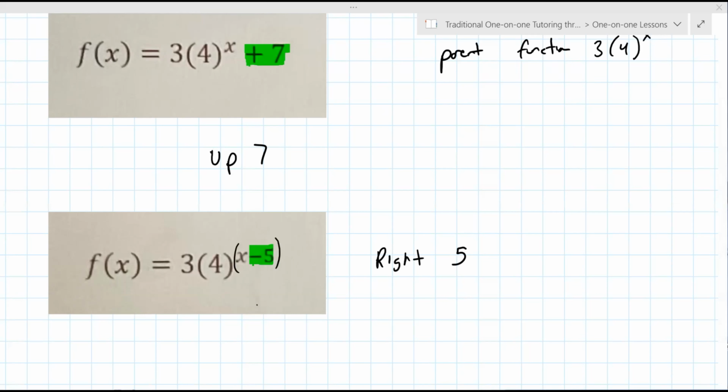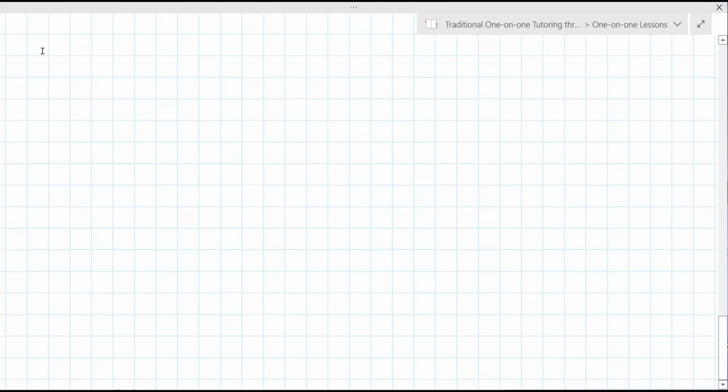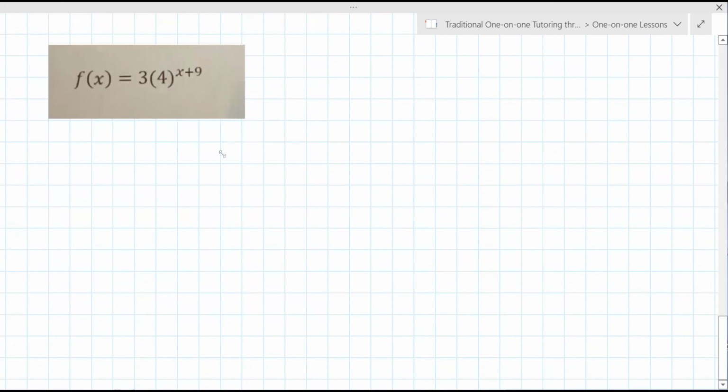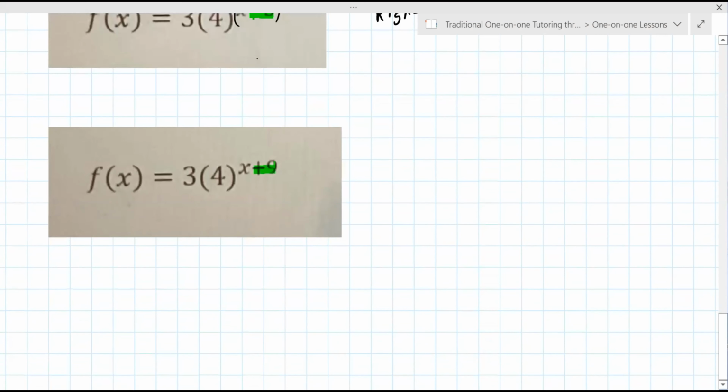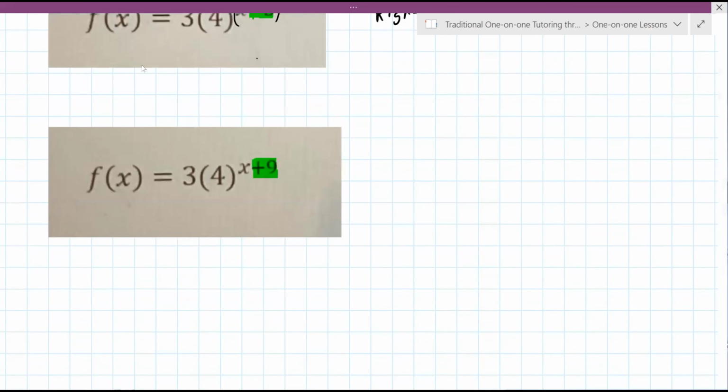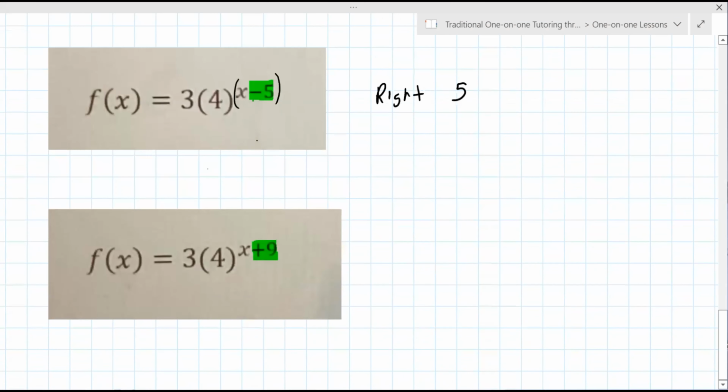All right, next one here. So this one, I'm going to just highlight this +9. What say you? What does that look like in terms of a transformation? Left 9. Left 9, yeah.